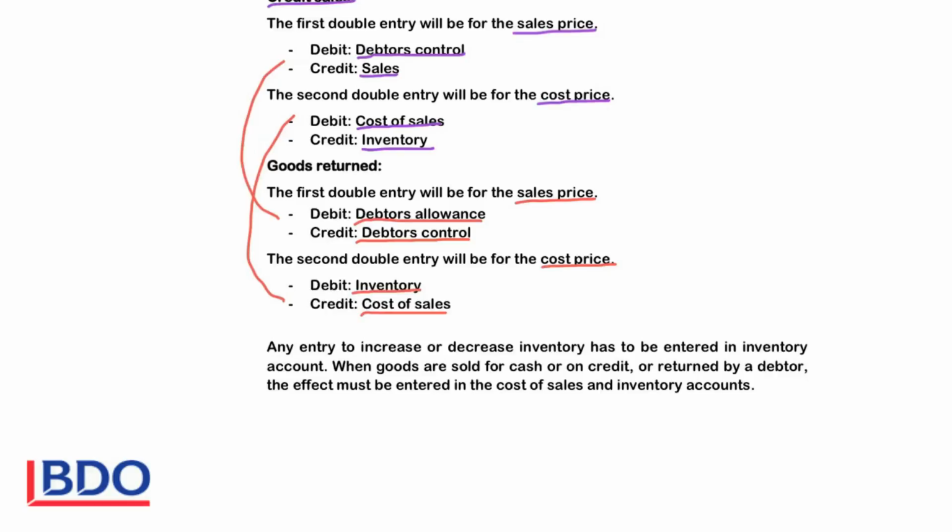Any entry to increase or decrease in inventory will always be entered in the inventory account. So any increase or decrease will be entered in the inventory account. When goods are sold for cash or on credit or returned by a debtor, it will always have an effect on cost of sales and inventory.